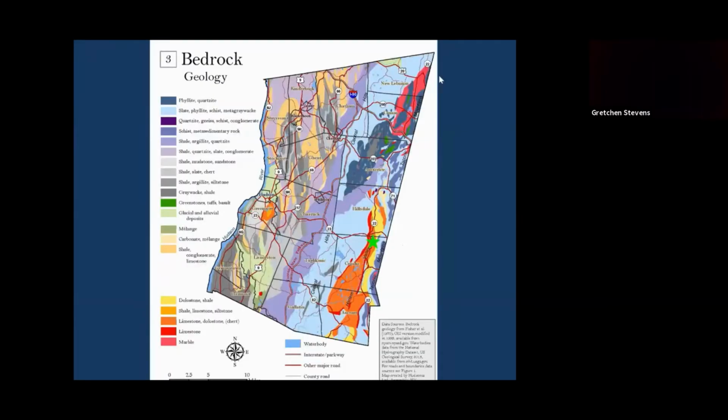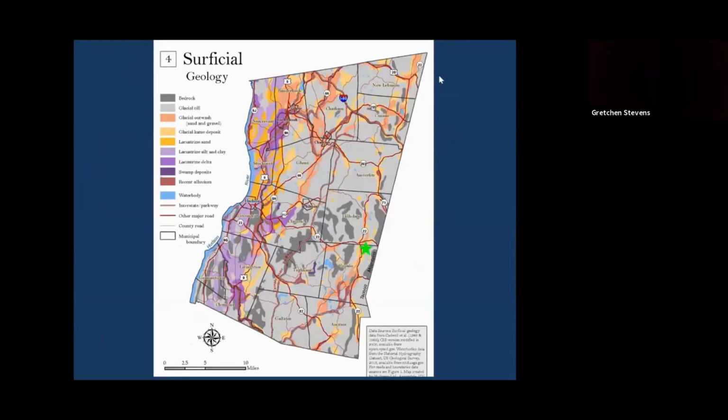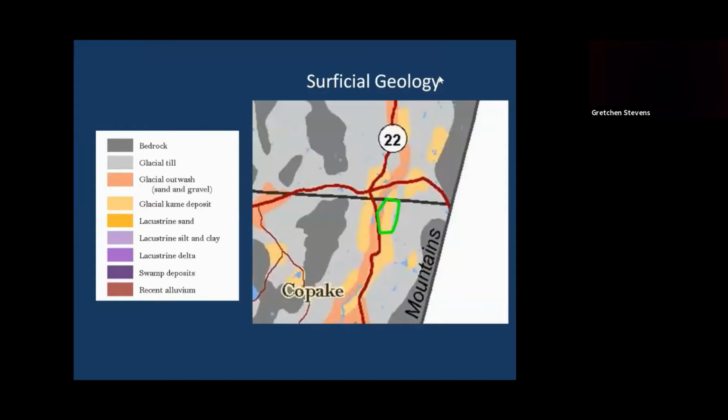Looking at the bedrock map, here a green star is at our study area. There's a close-up of it. This shows that this site is underlain by limestone and dolostone bedrock. These are calcareous bedrocks that sometimes underlay areas with some very interesting habitats. This Surficial Geology map shows that this site is largely underlain by glacial outwash and glacial kame deposits. These are fairly coarse materials, sands and gravels.